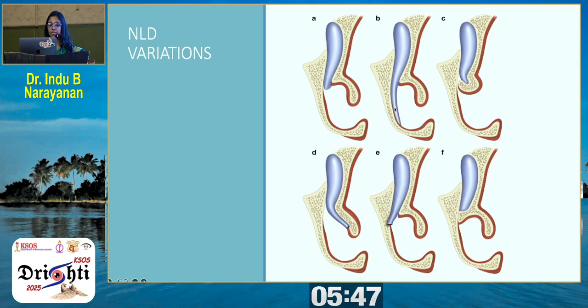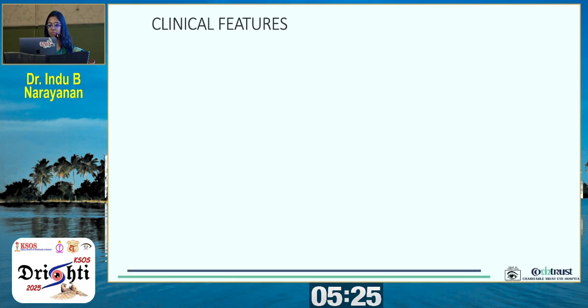NLD here is coming down and opening in the floor, and here the NLD is impacted on the inferior turbinate. Here it is on the anterior aspect of the inferior turbinate. It is blindly ending into the maxillary sinus, and here there is no NLD. So what happens is that all this causes congenital nasolacrimal duct obstruction, and this is called complex CNLDO.